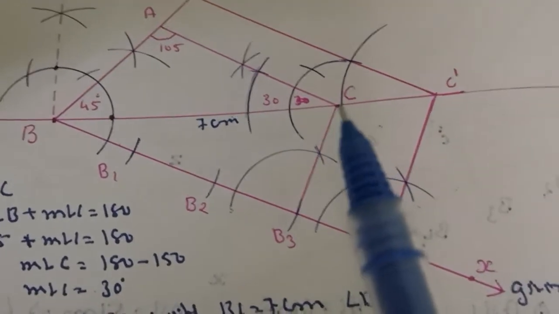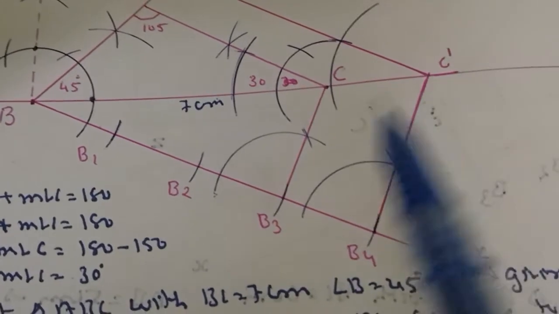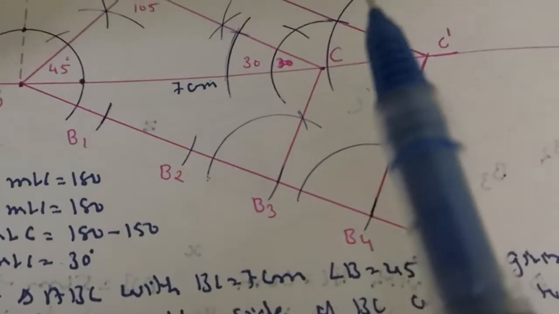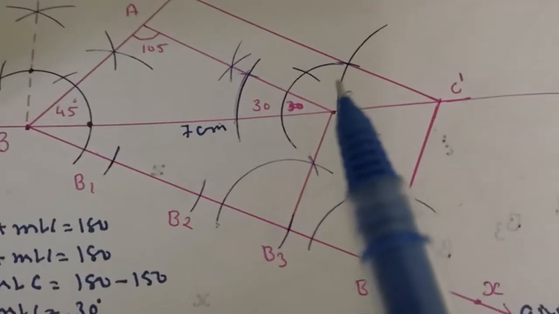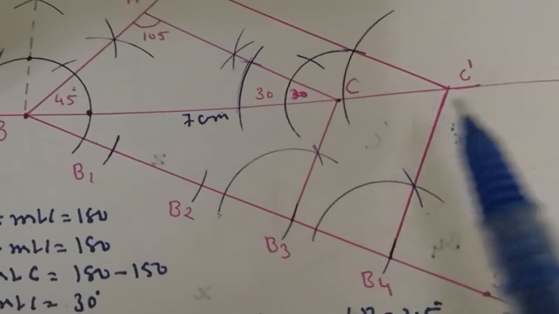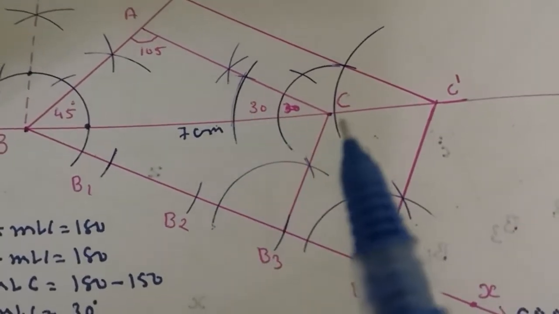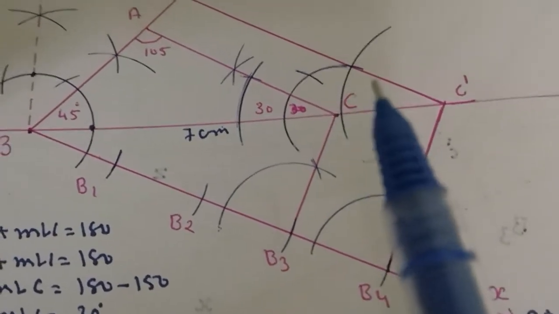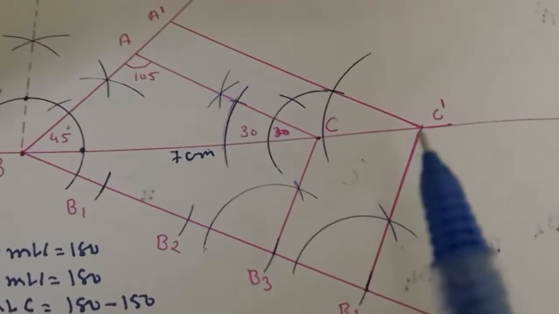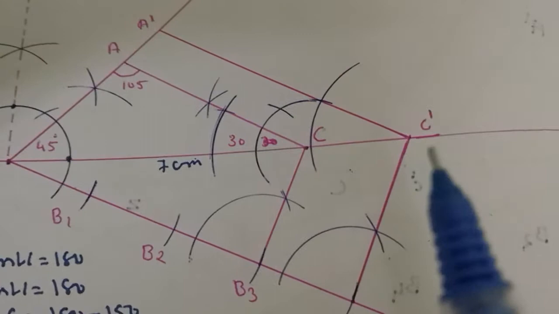From point C, with any suitable radius, you are going to draw an arc. Then from C dash, with the same radius, you are going to draw an arc. First you are going to draw this arc and this arc from C dash. Now you measure the distance between the two arcs, and from this point you cut the previous arc. From the intersecting point and from point C1, draw a line A dash C dash. That is your given construction.